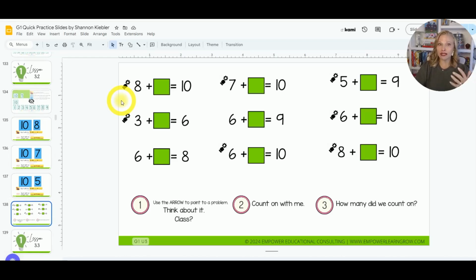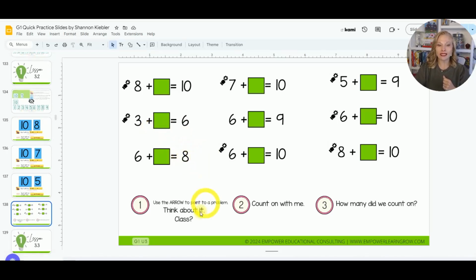And if it has an automaticity icon by it, it means I think that those are facts that students now should just know. So for example, 8 plus something equals 10. They should see this as a sum of 10. They should have their make 10 partners. We see this as a doubles. So students should see they just know the other double. So let's first go through with counting on.